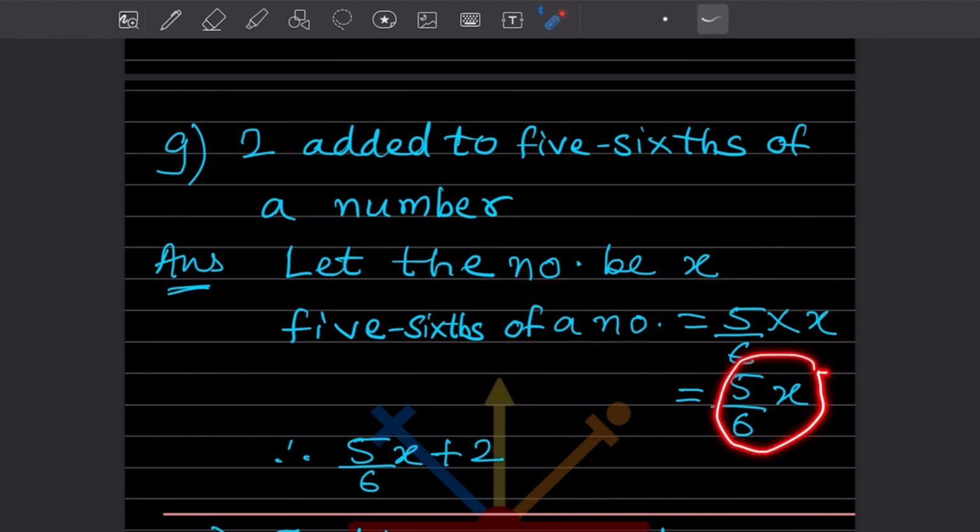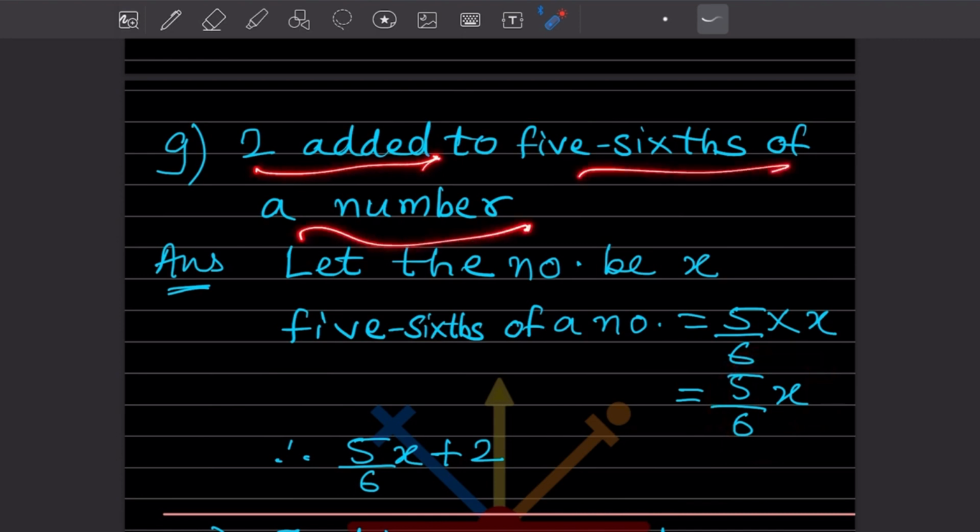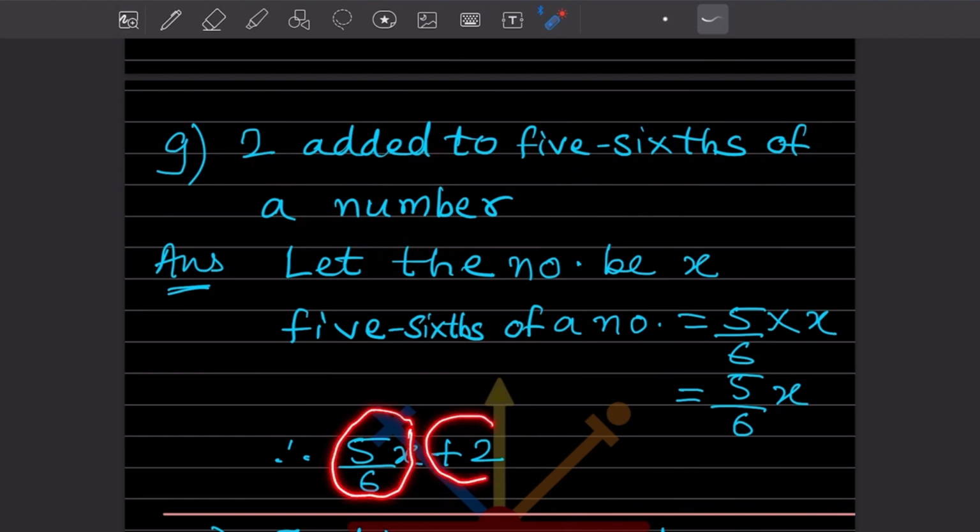So that is not completed. Then what did they say? 2 added to all these things, isn't it? 5/6 of a number, is it? So 5/6 x, and you are going to add 2 to it. This is the final answer.